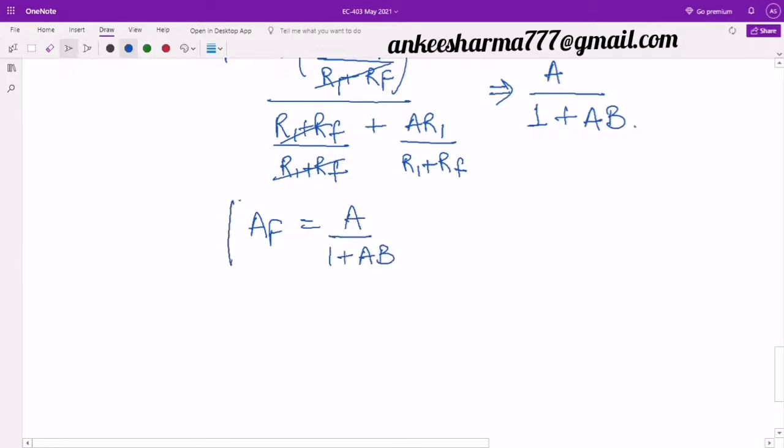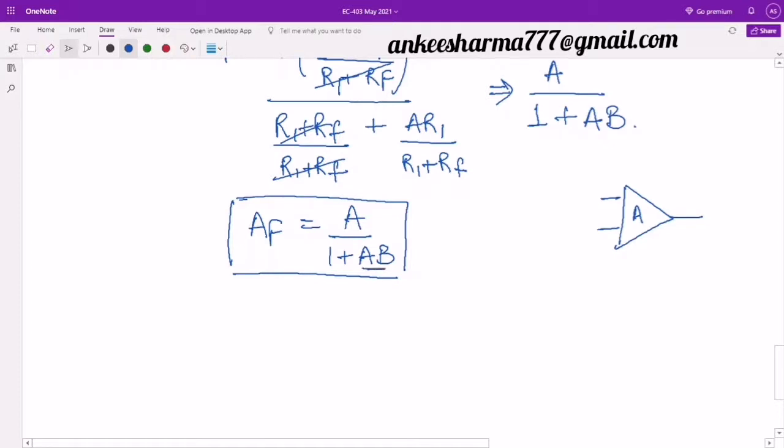Means if we have been provided an open loop gain and the feedback gain, can we find the closed loop gain? Yes, we can find that. Also from here we can see that if our op-amp is only open loop, its gain was A. But when you make it closed loop, now its gain has reduced by the value of 1 plus AB.